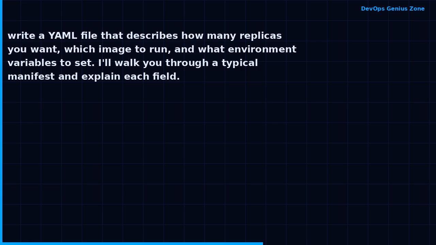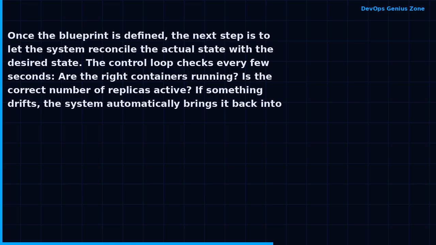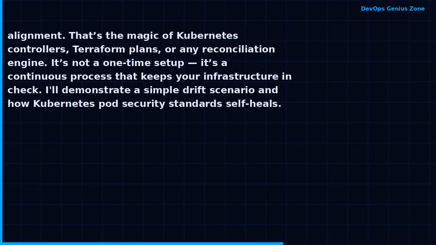Are the right containers running? Is the correct number of replicas active? If something drifts, the system automatically brings it back into alignment. That's the magic of Kubernetes controllers, Terraform plans, or any reconciliation engine. It's not a one-time setup, it's a continuous process that keeps your infrastructure in check. I'll demonstrate a simple drift scenario and how Kubernetes Pod Security Standards self-heals.